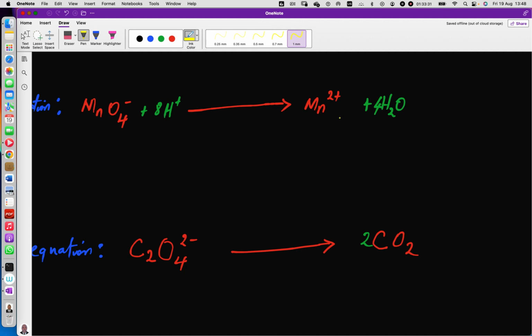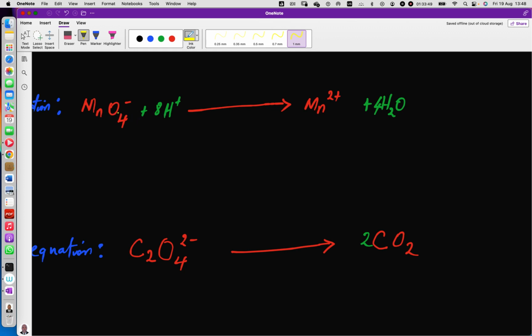Here we have only +2. Now, here, we will balance the charges using electrons.